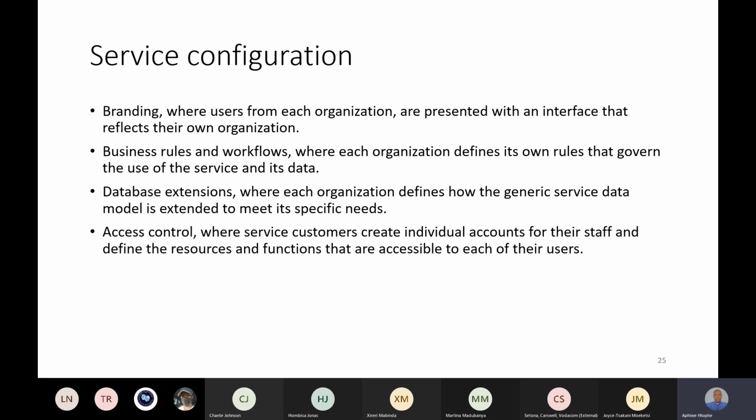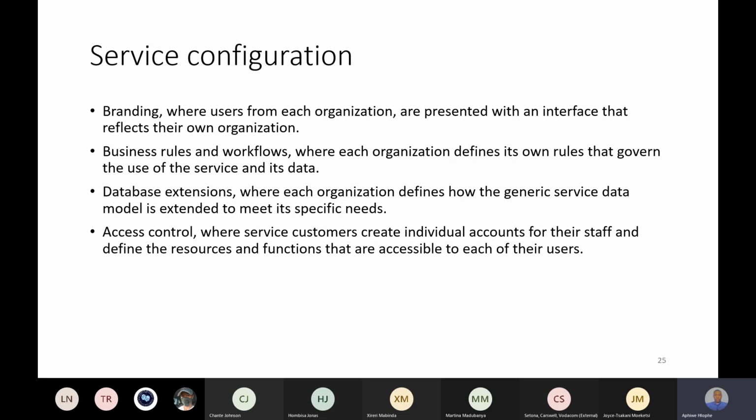And also database extensions. You may have additional database tables or database needs that you have as an organization, or you may want to segregate different sets of data. So that software needs to allow you to do that. Okay. Sometimes you may want to bring your own database. And what if the software provider already provides you with the database? Then what do you do?